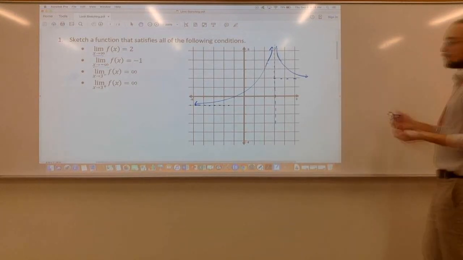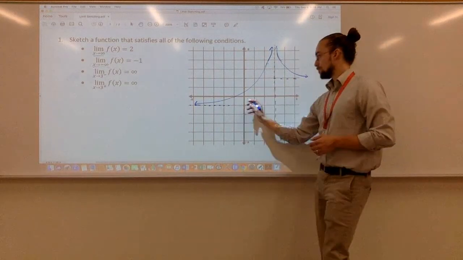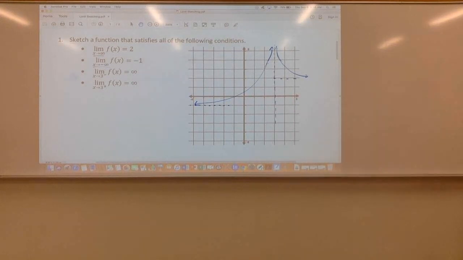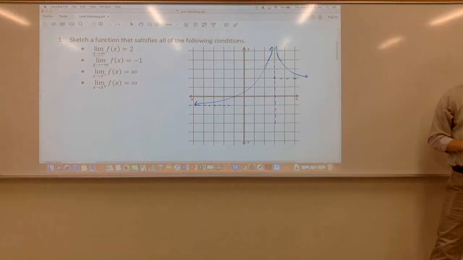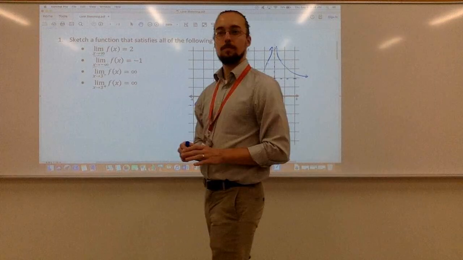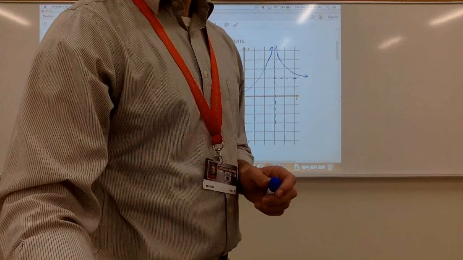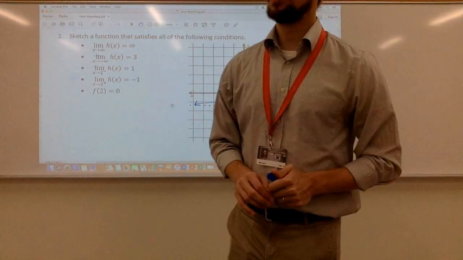Now, we don't have any idea based on this information how steep or shallow we should make this curve. So there are some variations that you could have, but this satisfies all 4 of those conditions. We okay with something like that? All right. So then, let's take a look down at number 2 here.